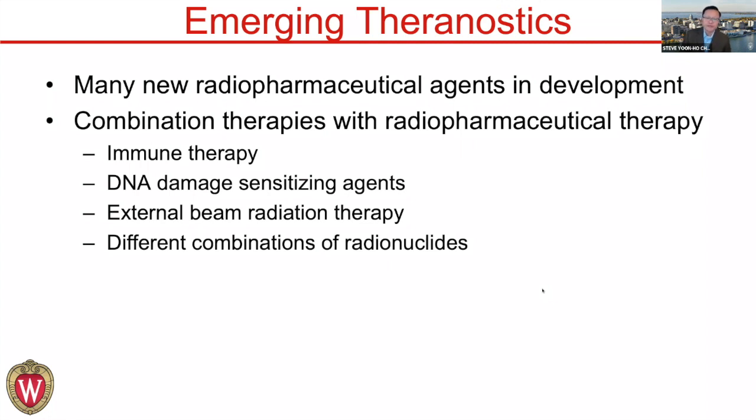However, another really exciting area is combination therapy. Combining radiopharmaceutical therapies with immune therapy potentiates the immune activity in these patients, as does combination with DNA damage sensitizing agents to potentiate the radiation damage to the tumor cells, combination with external beam radiation therapy, and different combinations of radionuclides. So there are a lot of emerging theranostics.